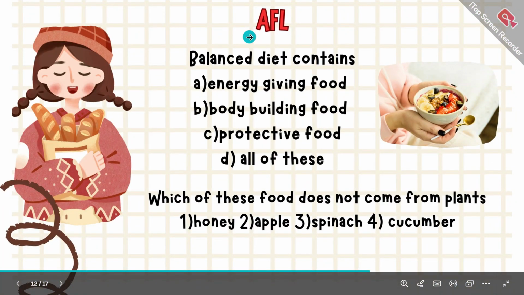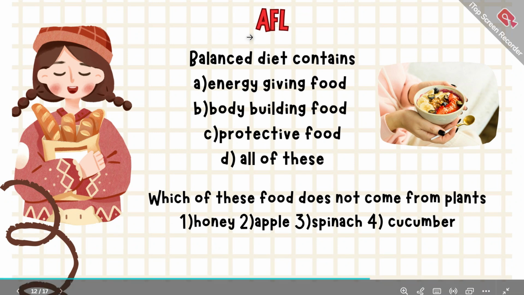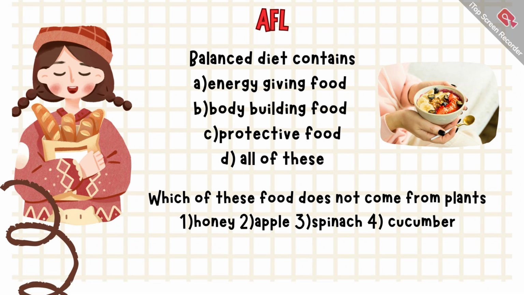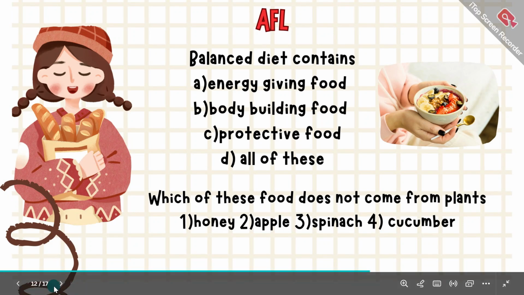So, what is assessment for learning now? So what does the balanced diet contain? A balanced diet contains energy giving food, body building food, and protective food, all of this. Which of these foods does not come from plants? This is homework for you students. You should do it on your own.